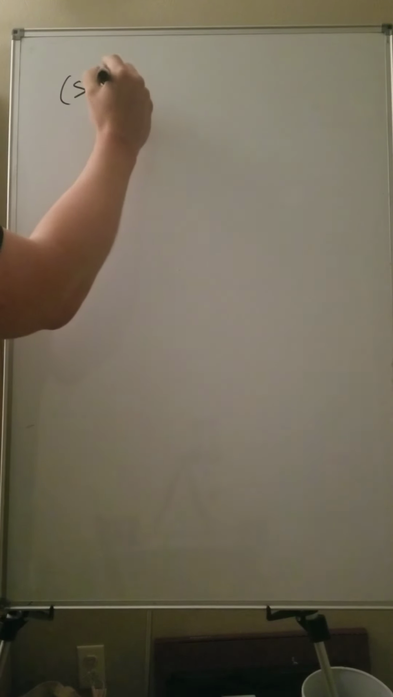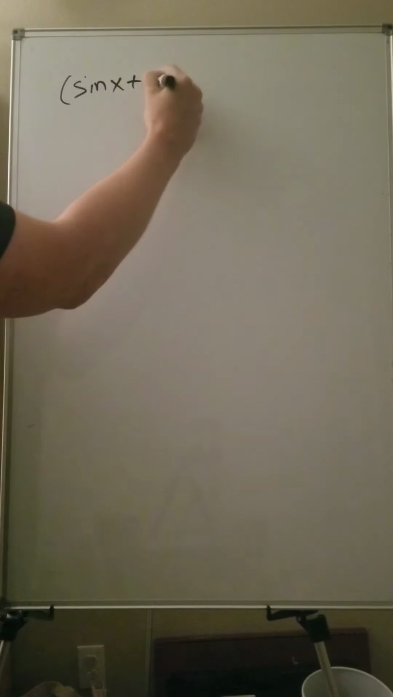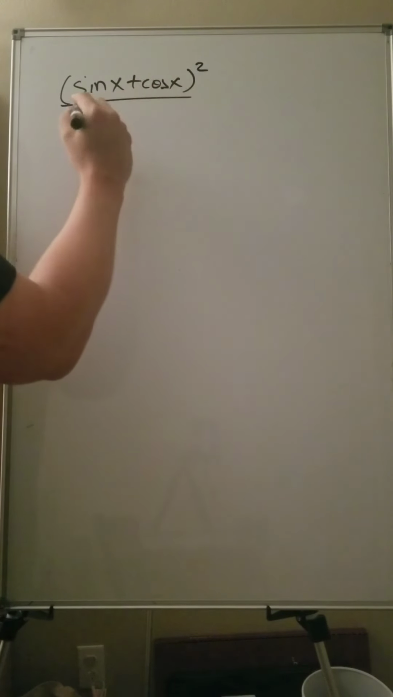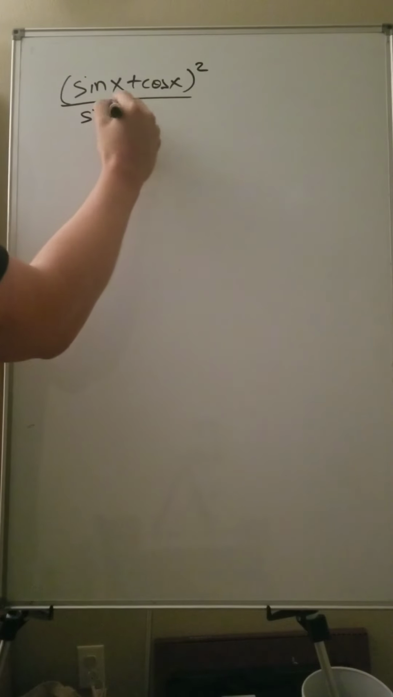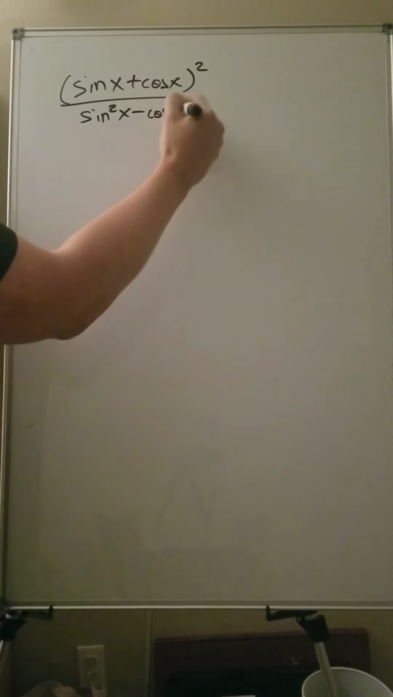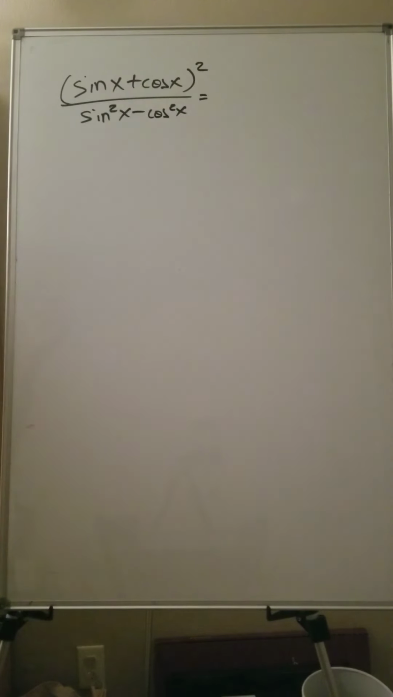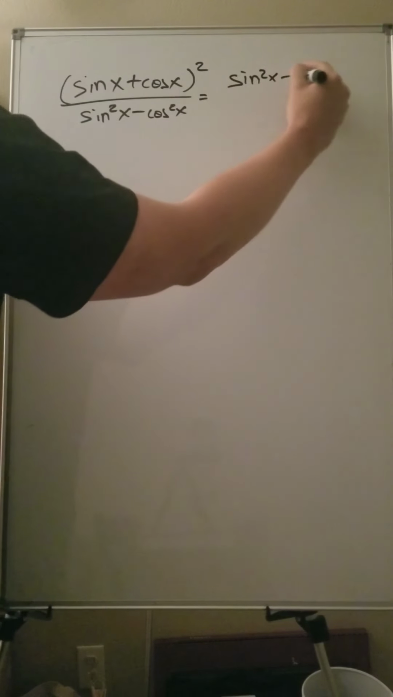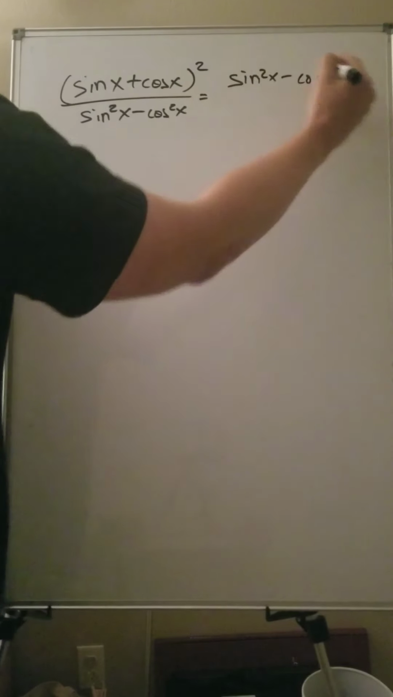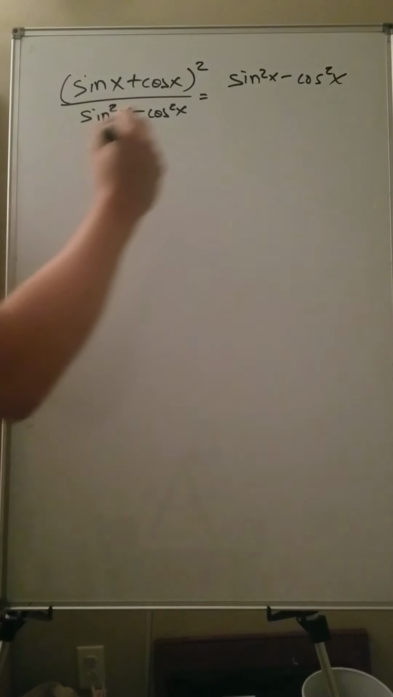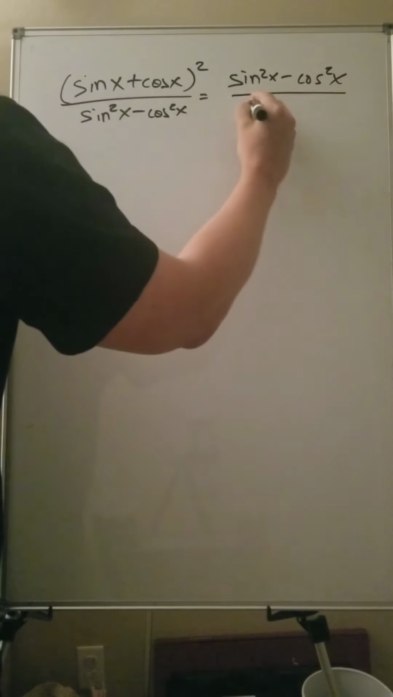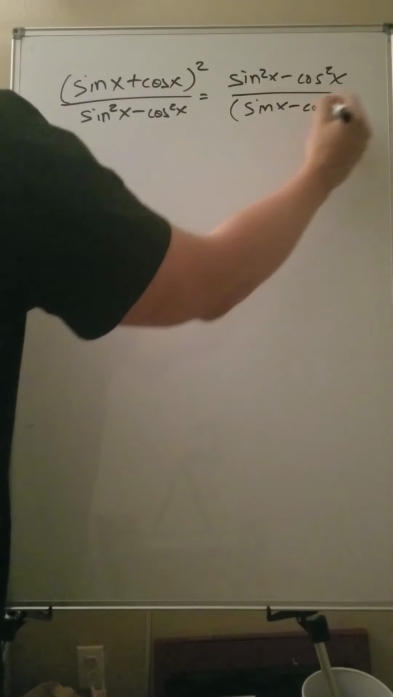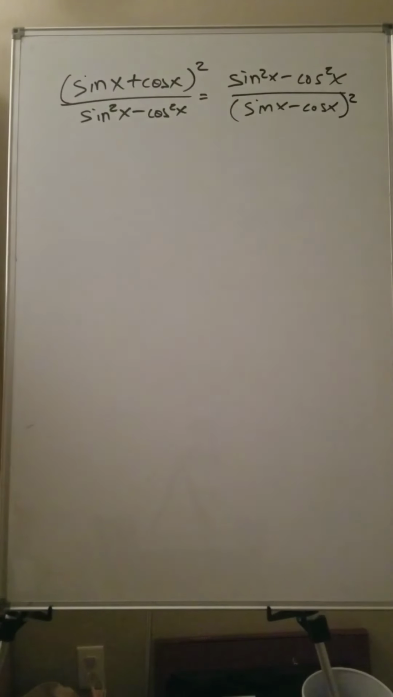So on 39, I have sine x plus cosine x squared over sine squared x minus cosine squared x. On the other side, I have sine squared x minus cosine squared x all over sine of x minus cosine of x squared.